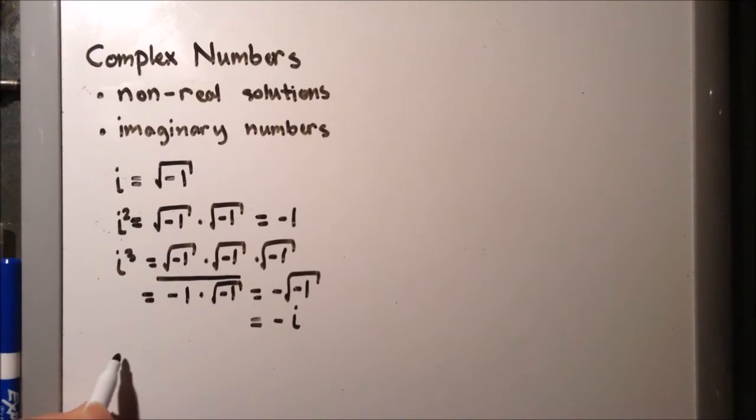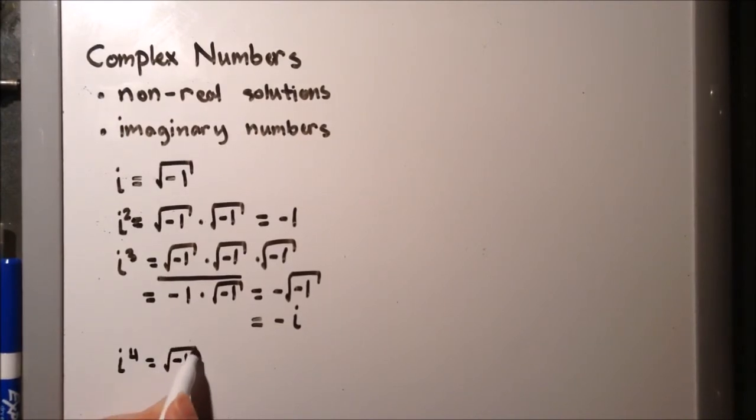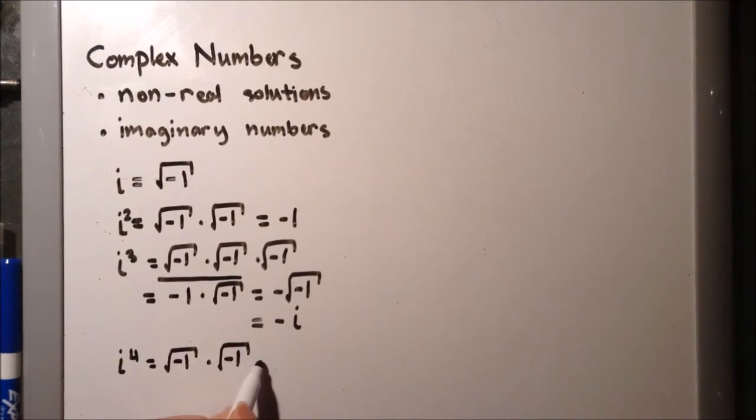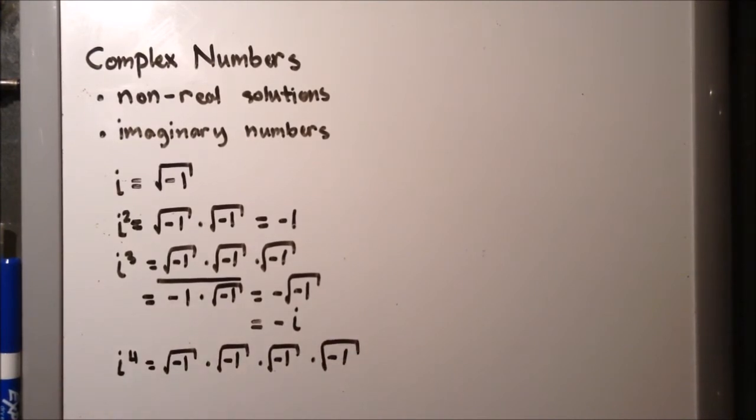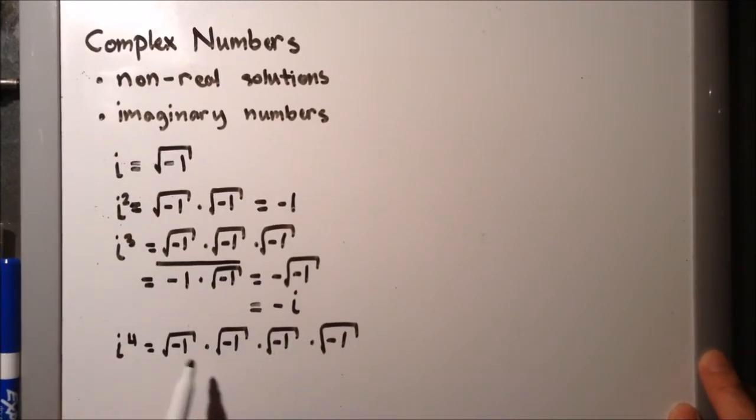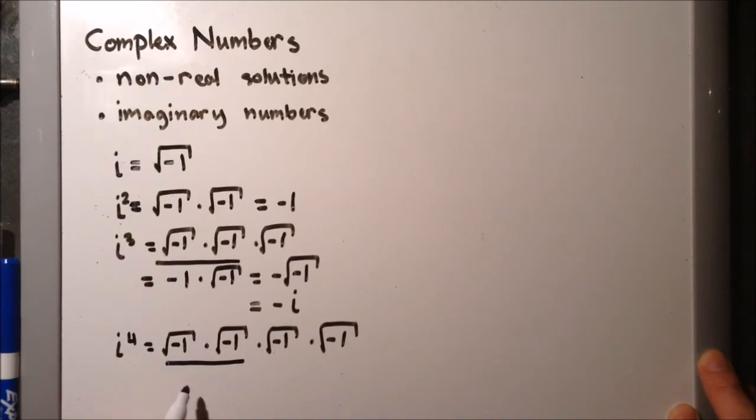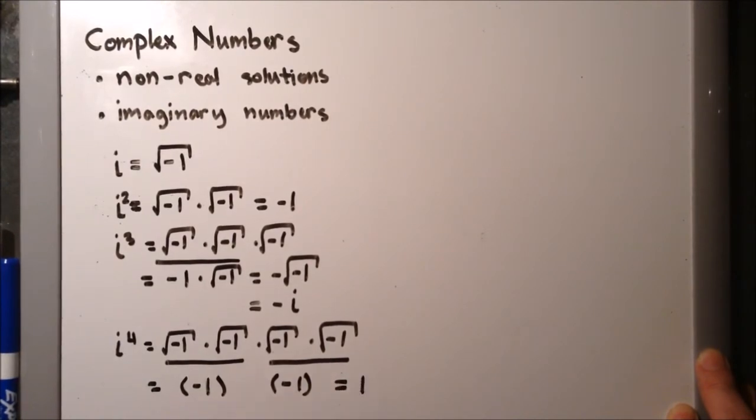Now, the last one is i to the 4th power, which is the square root of negative 1 times the square root of negative 1 times the square root of negative 1 times the square root of negative 1. You can see it multiplies itself 4 times. If we do this part by part, these first two, when you multiply, become negative 1. And the last two, the square root of negative 1 times the square root of negative 1, is negative 1. So negative 1 times negative 1 is a positive 1. So when it's i to the 4th power, it's a positive 1.